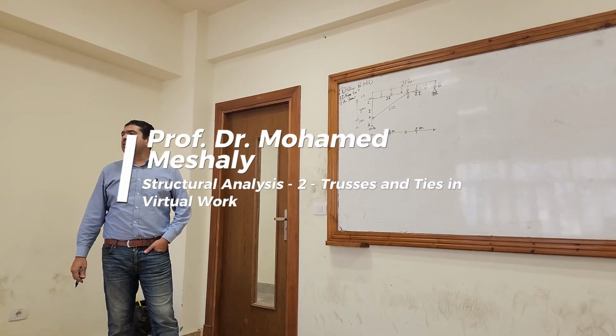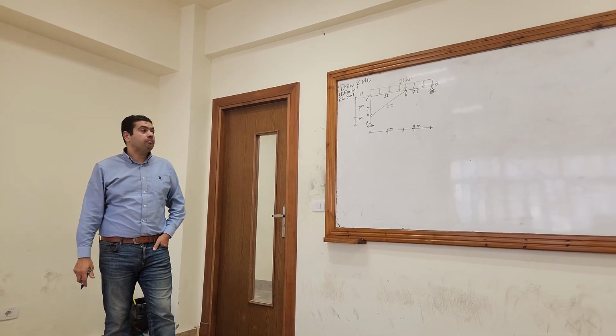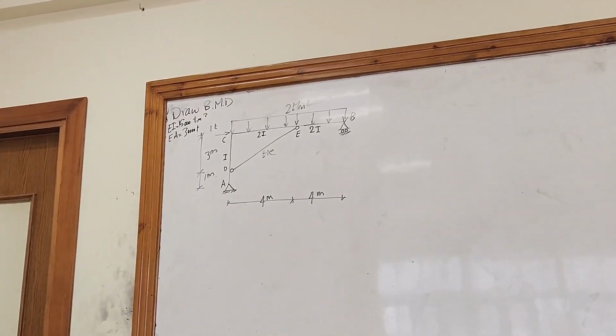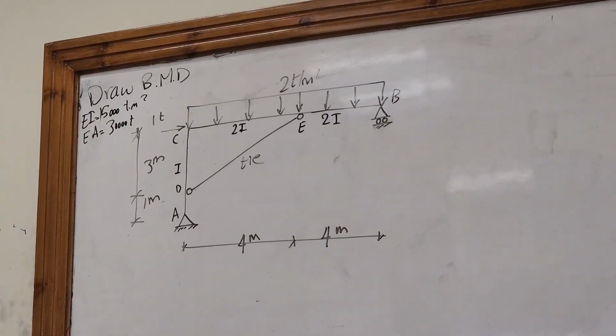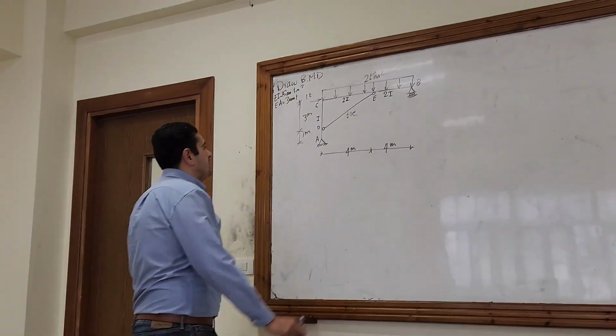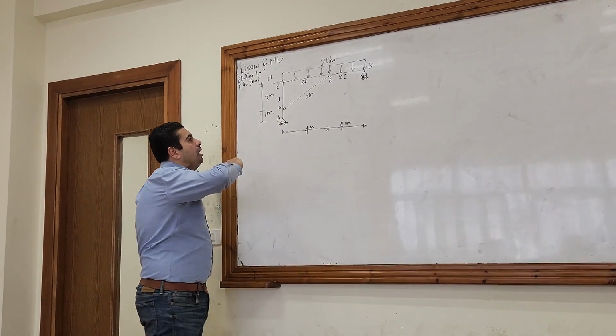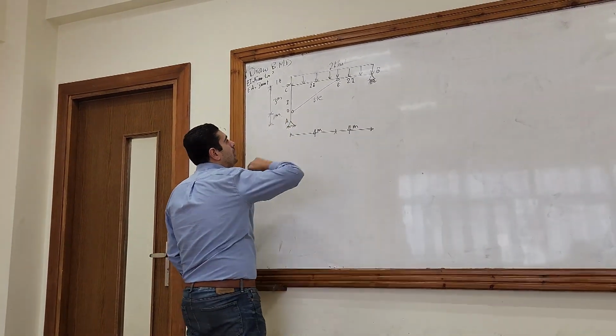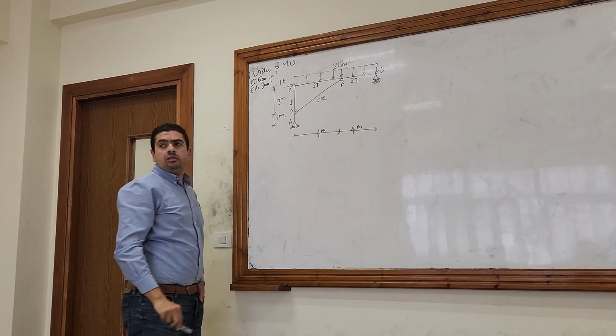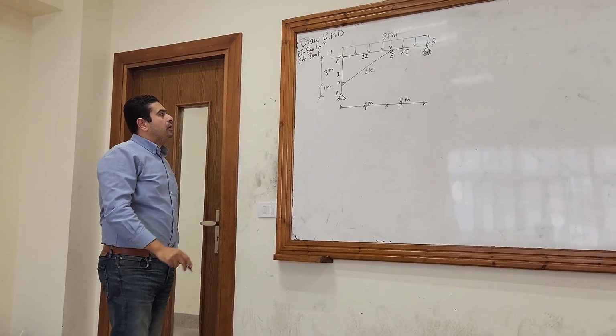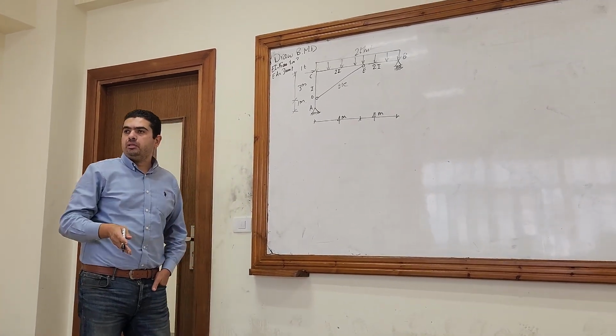This is a trust frame. We need to know how we can deal with a trust frame. There is an internal tie here, and here is a frame. How can I deal with this internal tie? Okay. What's the first step?